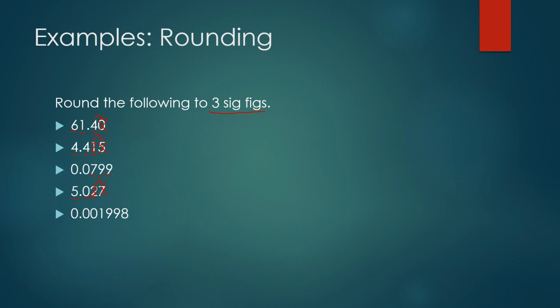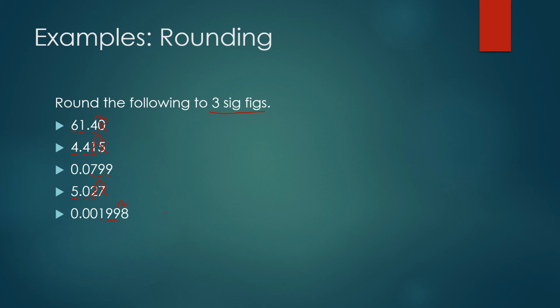Now the last one, save the hardest for last, right? So we have 0.001998. So when I start counting, I'm not going to start counting till I get to the 1, because that's my first non-zero number. All those zeros before it don't count as significant figures. So 1, then I got the 9, and then I got another 9. So that's 1, 2, 3 significant figures. Now I always need to look at the number next to it to see if it stays a 9 or if it's going to move up. And it does move up.